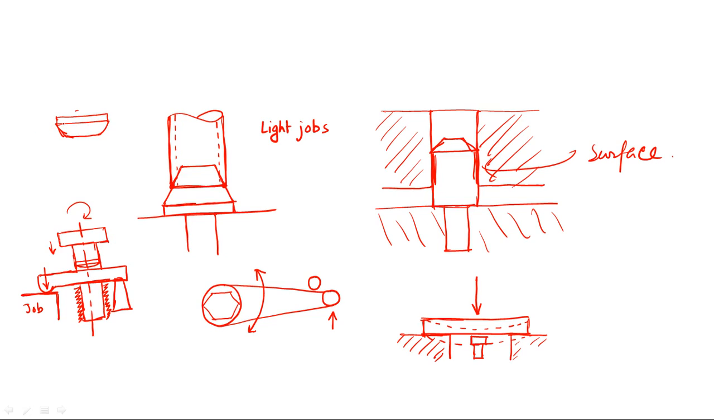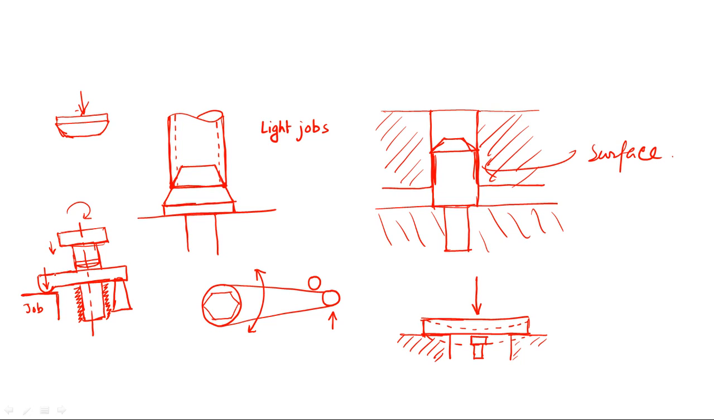When the force is applied, maybe the bolt will get tilted, but this surface will stay parallel to this one. When the force is released, the spring will apply a force and the screw will come into its initial position, and the job can be released. So this is the ordinary method of clamping.